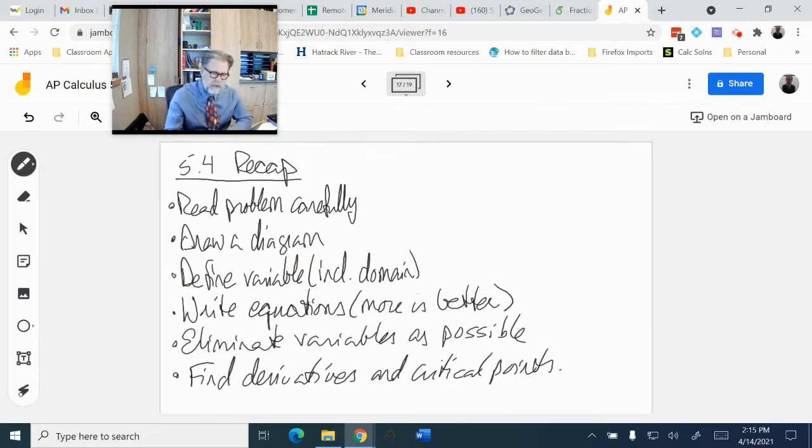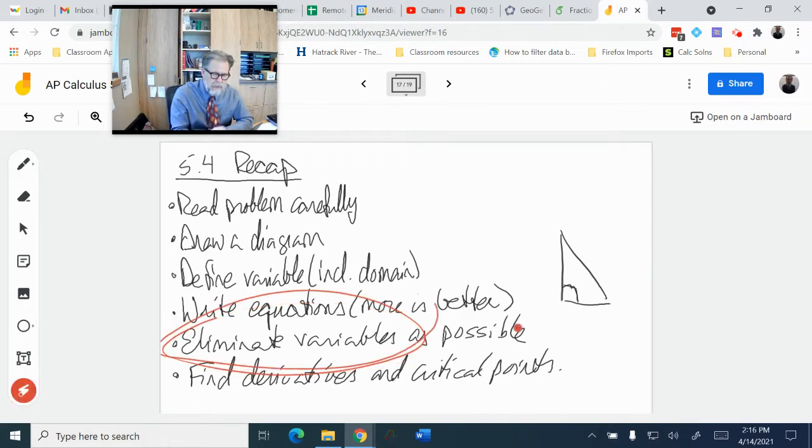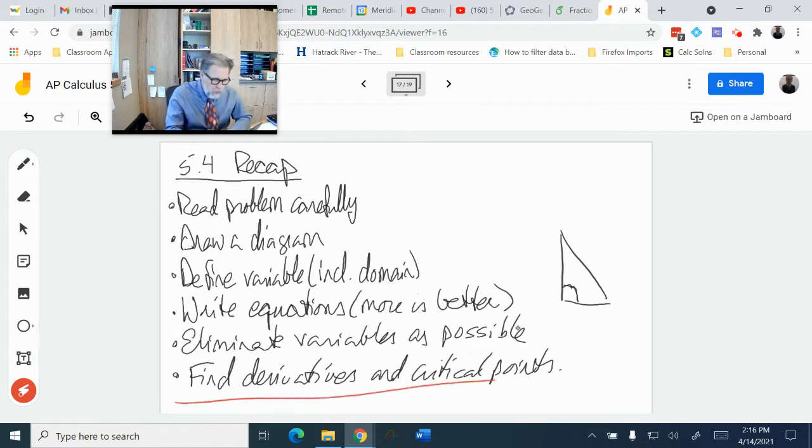Here's one I didn't include on this. Look for right triangles. We've solved that on a couple of problems. There was a right triangle in the problem, in a cone. The height and the radius make a right triangle, which gives you another equation, which then allows you to eliminate variables as much as you possibly can. What you want is something with one variable at the end of the day before you find the derivatives and critical points.